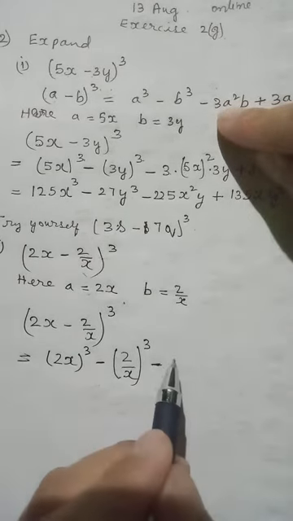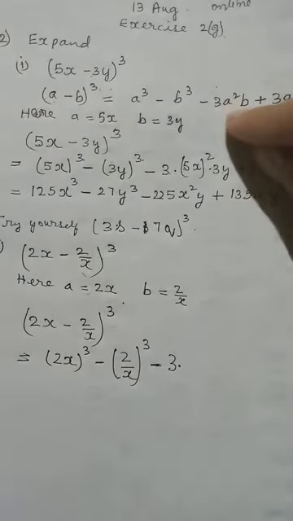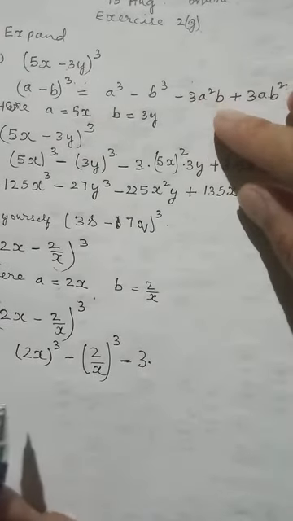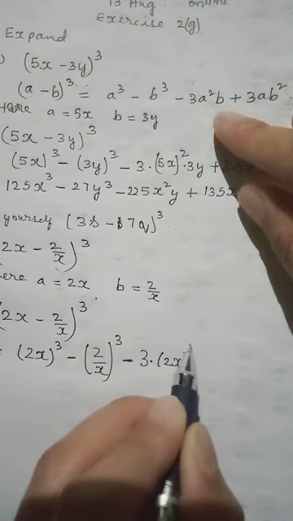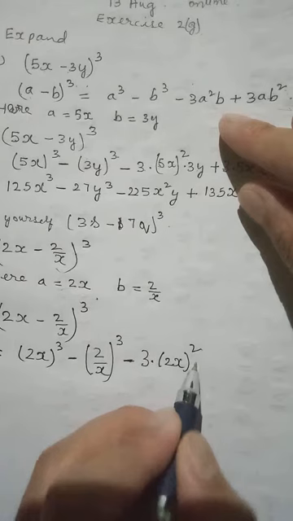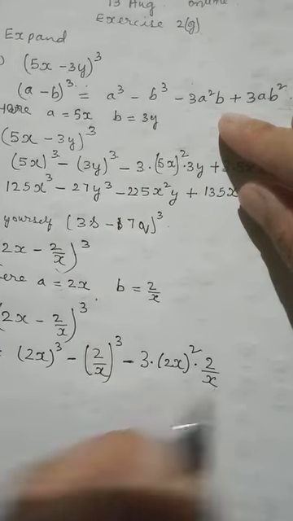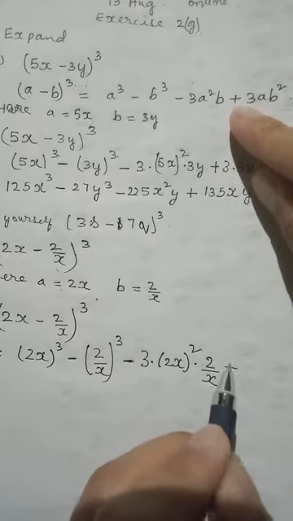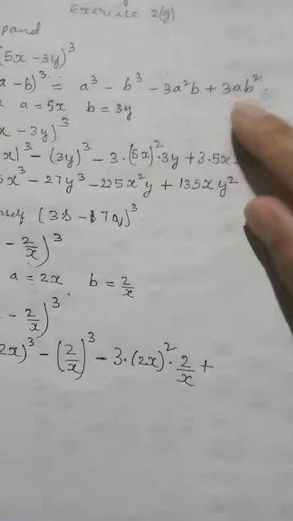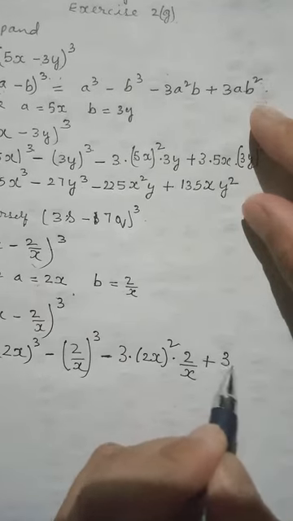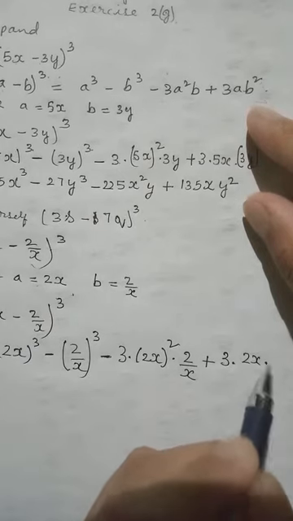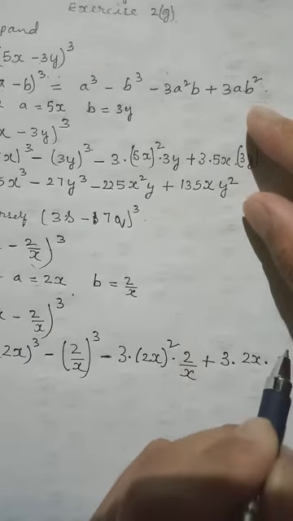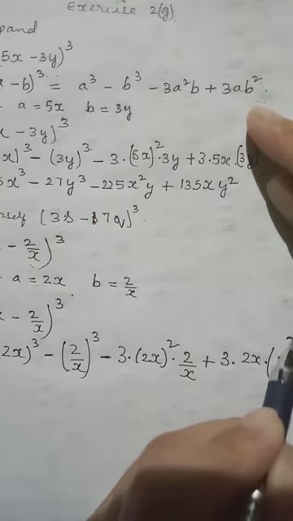From the formula, what do we have? 3. So 3 will remain. Here 3a square b, that means 3 into a square into b. What is our a here? It is 2x. From the formula we have square, so write it. And then b, b is equal to 2 by x. What sign do we have? Plus. So you write plus. Then we have 3ab square. So you write 3. From the formula, what is our a? 2x. What is our b? 2 by x. But on b we have square. So now what to do?